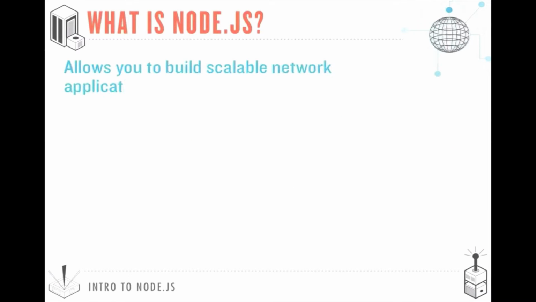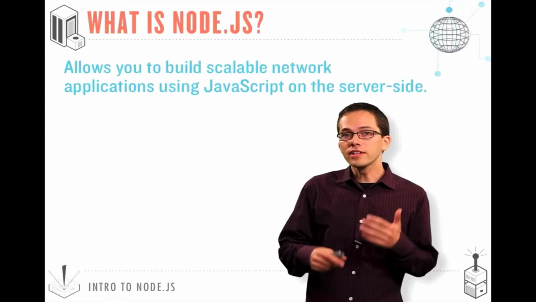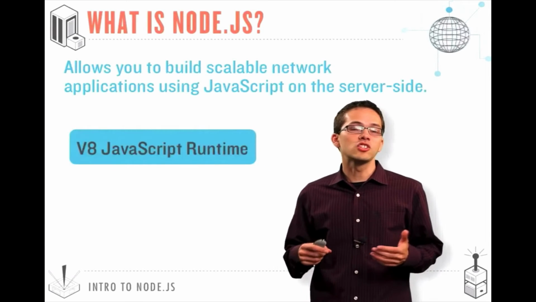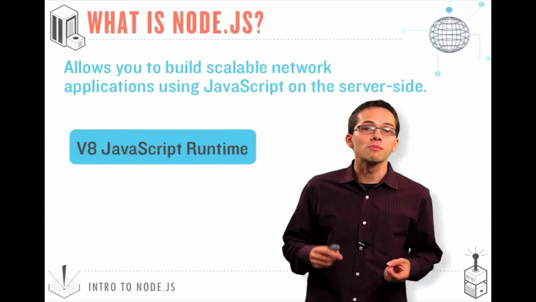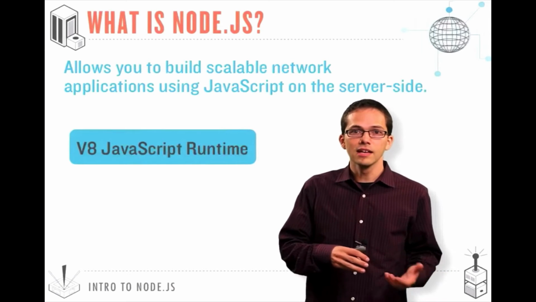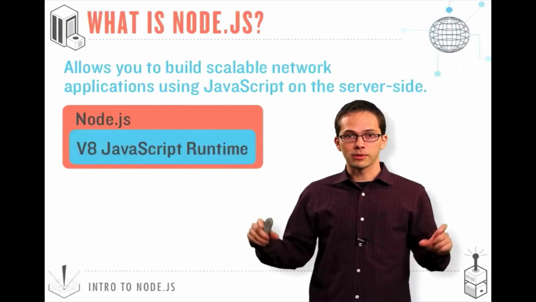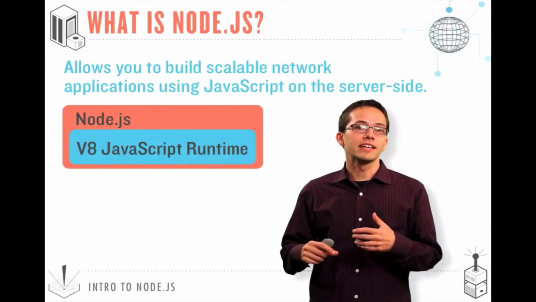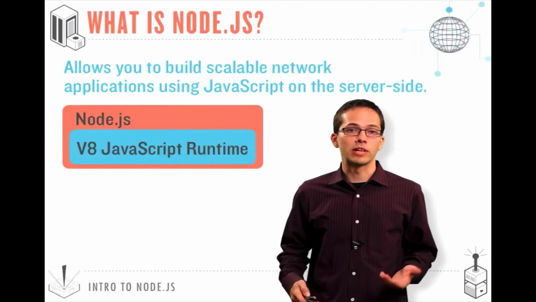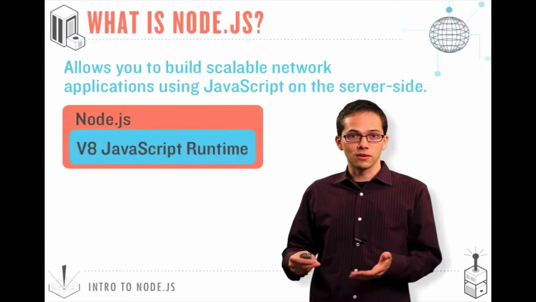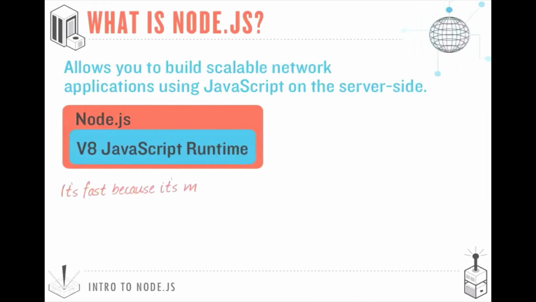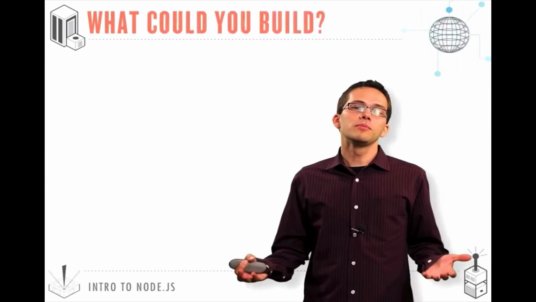Node.js allows you to build scalable network applications using JavaScript on the server side. Underneath the covers of Node, you're going to find the V8 JavaScript runtime. This is the same runtime that is used in your Chrome browser on the client side. What Node does is provide a wrapper around this engine, providing additional functionality for building network applications. It's really fast. Why is it fast? Well, if you look under the covers of Node and this runtime, you find it's all written in C, which obviously is very fast.